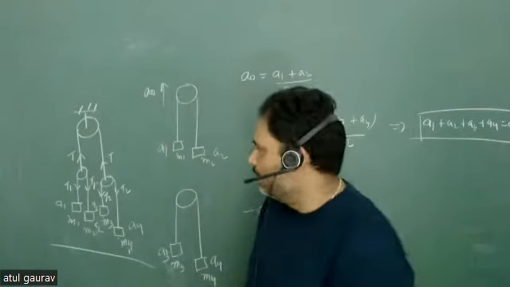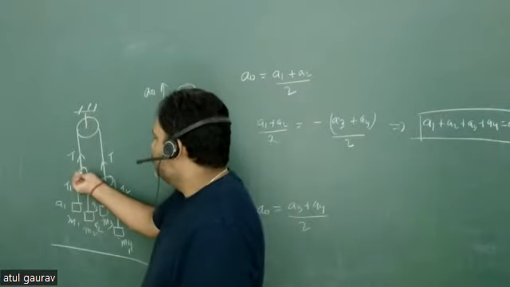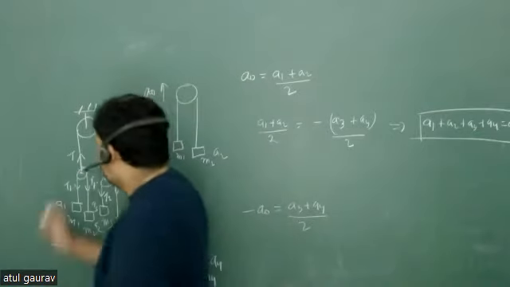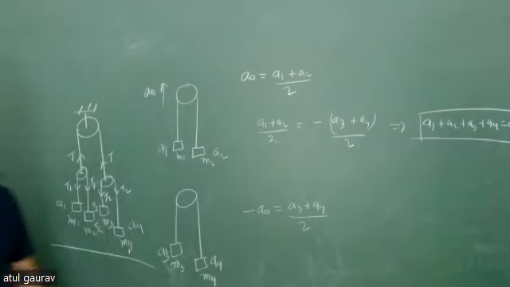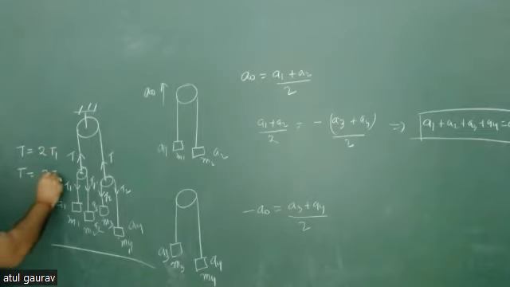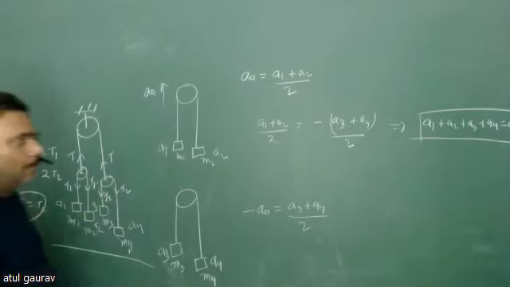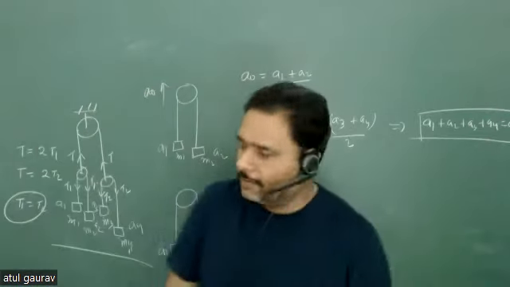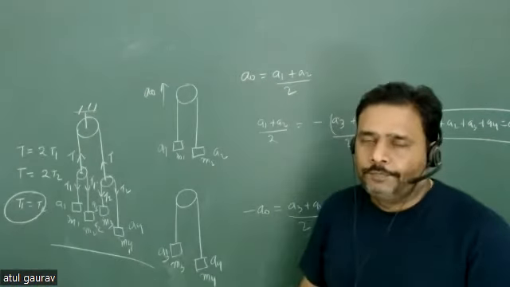Because for this pulley, when you write the equation of motion, we can assume this pulley is massless, so you can write T is equal to 2 times T1, and for this one you will write T is equal to 2 times T2, and from here T1 is equal to T2. Now you can solve the whole problem in a very nice way. Are you getting my point?